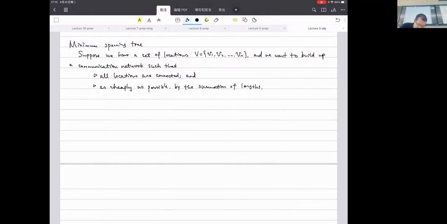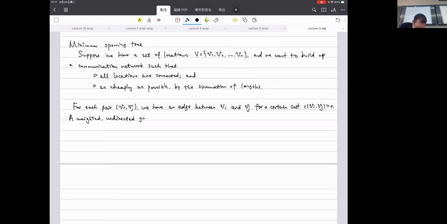So let's actually make this more formal in this graph sense. For each pair Vij, we have an edge between them for a certain cost. So here, basically, we have a weighted undirected graph.